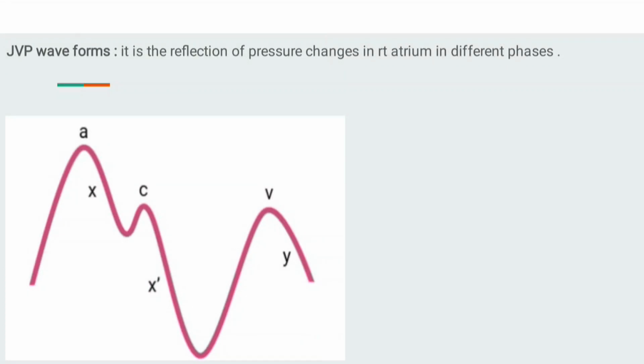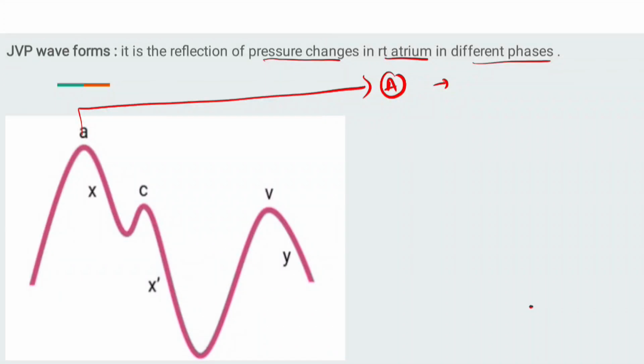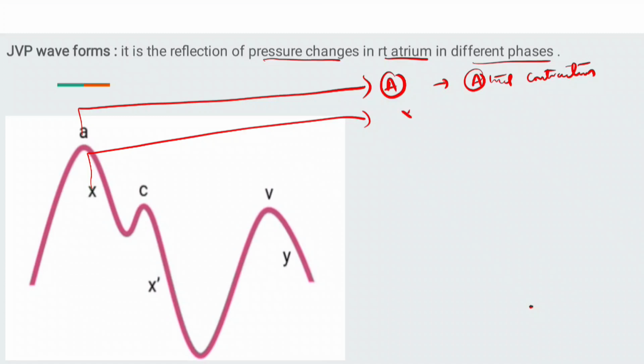Then let's talk about JVP waveforms. It is the reflection of the pressure changes in the right atrium in different phases. So let's discuss it. A wave indicates atrial contraction. Then X wave indicates atrial relaxation.